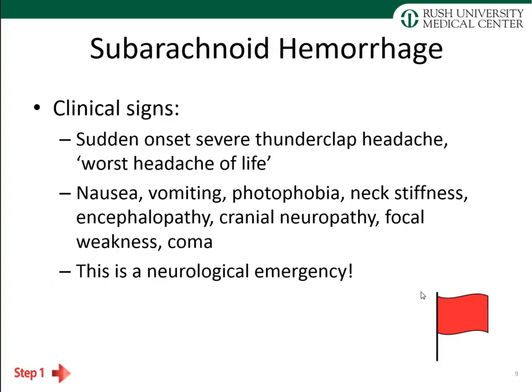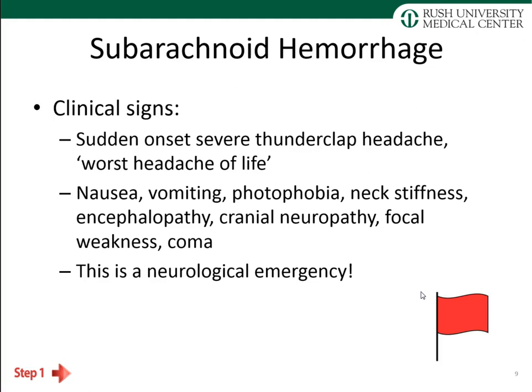So the clinical signs of subarachnoid hemorrhage cannot be missed, and I have noted that this is something that will be on Step 1 and is considered a red flag if you hear this history from a patient. The patient will say they have sudden onset of the worst headache of their life, and it's described as a thunderclap headache. It comes on acutely.